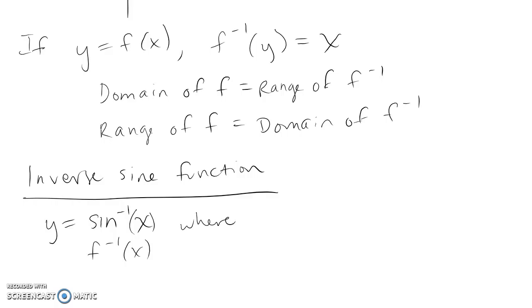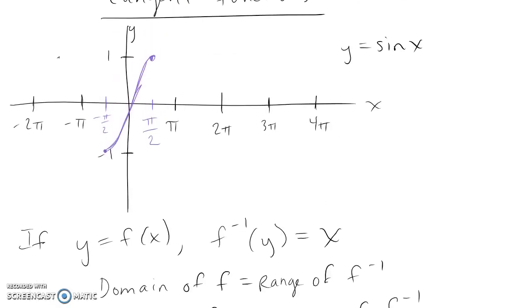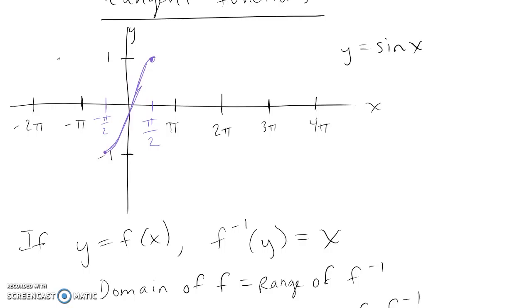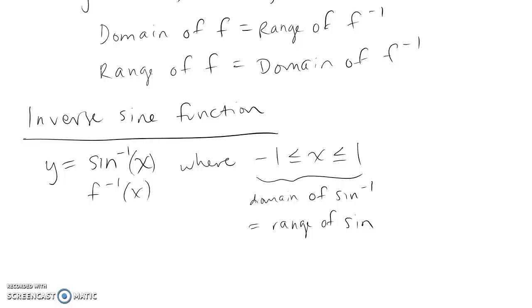But we have to be careful about restricting the domain, because we can't define an inverse function to sine everywhere on the domain of sine. We're going to say that the domain of sine inverse is the range of sine. Looking back at our graph, sine values only go between -1 and 1. That's the entire range, and so that's the domain of our inverse.